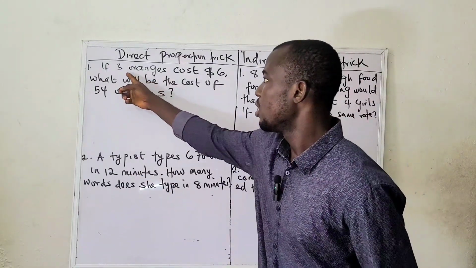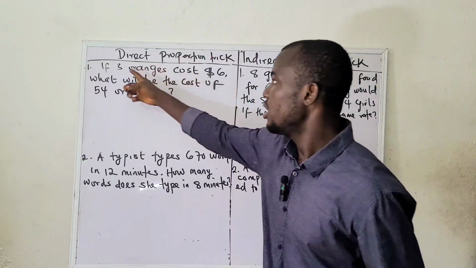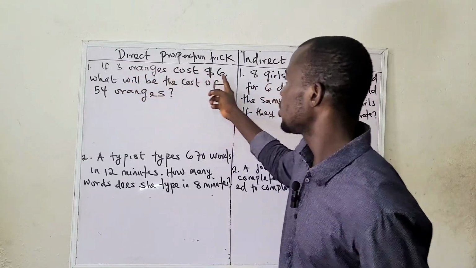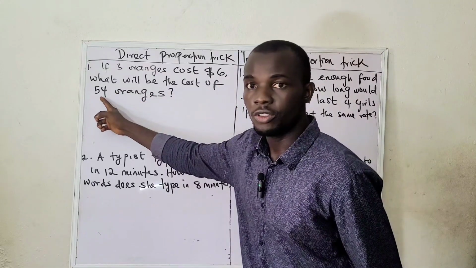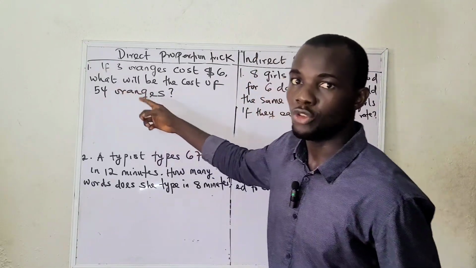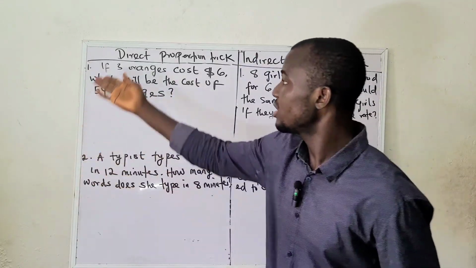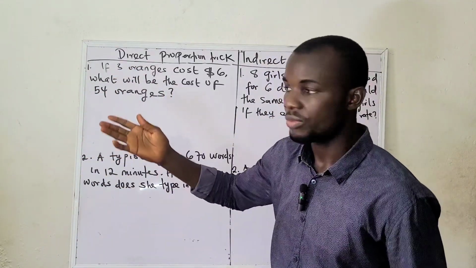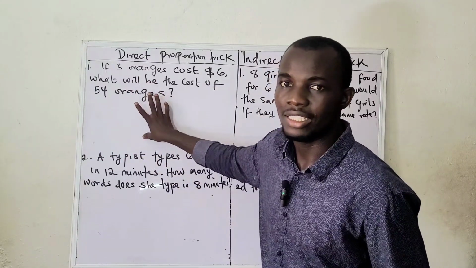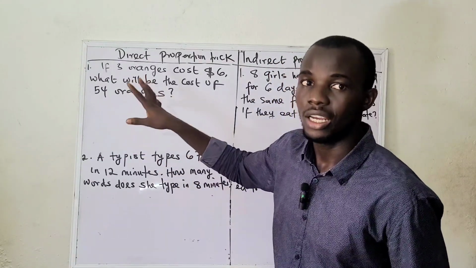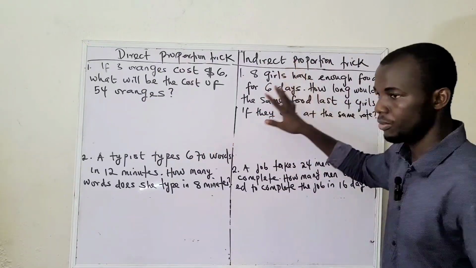Here we have the number of oranges and the cost price. If we have 3 oranges costing $6, it means for 54 oranges, the price will be higher. We pay more for 54 oranges. So because the number of oranges increases and the price also increases, we say this is a typical example of direct proportion.